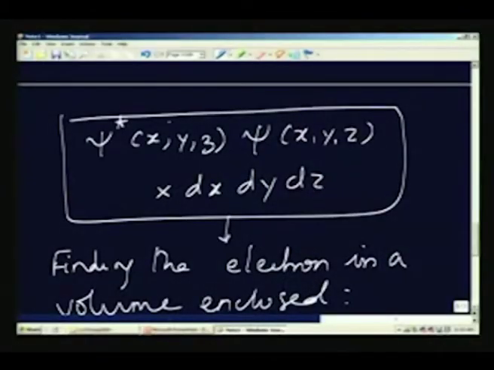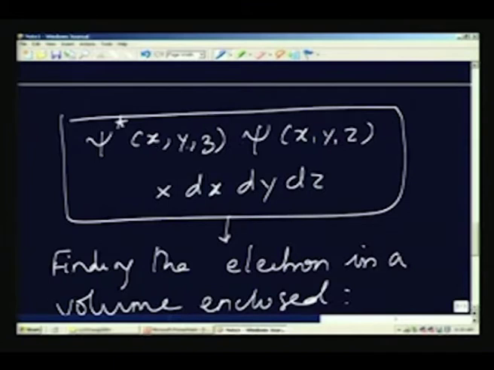I have been telling you, and so have all my teachers told me, that the wave function itself is a meaningless quantity. The absolute square of the wave function, calculated in a certain small region of space, gives you the probability of finding the electron in that space. So this quantity is the only meaningful quantity that we can extract by knowing the solutions of psi.